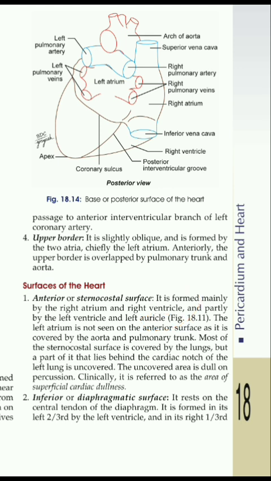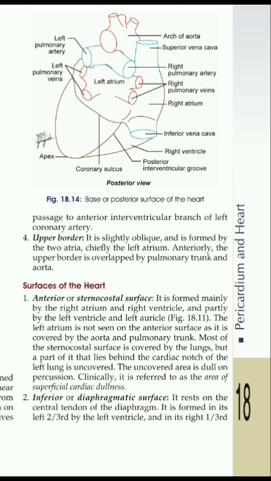The left atrium is not seen on the anterior surface, and it is covered by the aorta and pulmonary trunk. Most of the sternocostal surface is covered by the lungs, but part of it lying behind the cardiac notch of the left lung is uncovered. The uncovered area is dull on percussion. So the anterior sternocostal surface is formed mainly by the right atrium and right ventricle, partly by the left ventricle and left auricle. The left auricle is not seen on the anterior surface; it is covered by the aorta and pulmonary trunk.